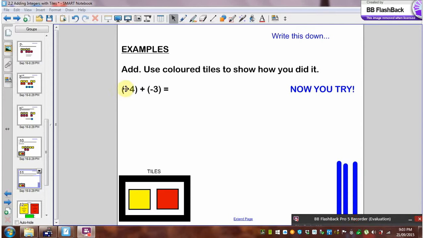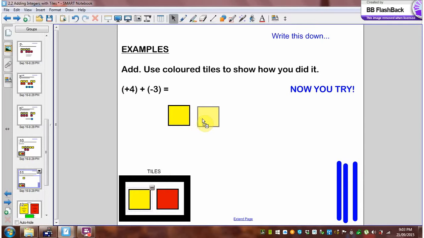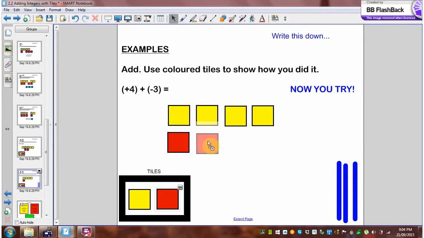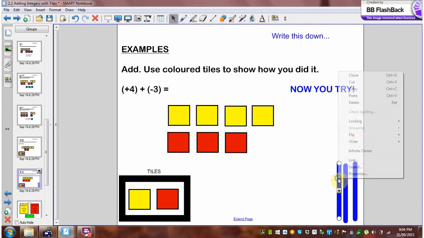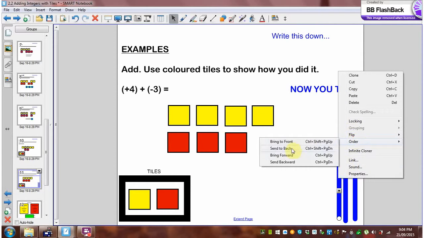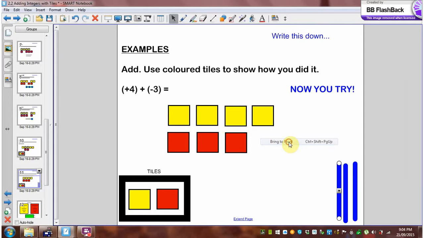Okay, so by now you should have this one attempted. Let's see how you did. So positive 4, that's my yellow tiles, my positive, and I got 4 of them. 1, 2, 3, 4. Okay, and we're going to put up another 3 negative tiles. So that's our red. 1, 2, 3. Okay, I'm going to just get my sticks so they don't disappear behind my tiles.